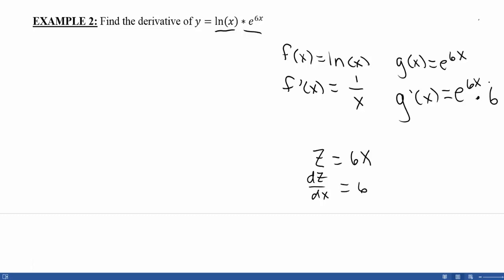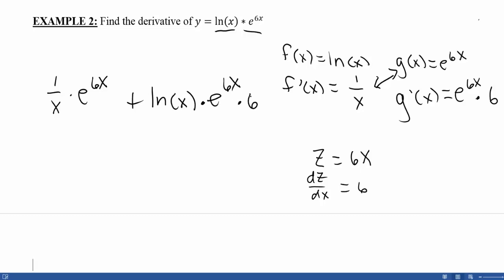So I'm going to do f prime times g. So I have 1 over x times e to the 6x from my f prime times g, plus f of x times g prime of x. So the natural log of x times e to the 6x times 6. So notice that I have two terms added together. When you do a product rule, you're generally going to have something of this structure where you have two things multiplied together plus another two things multiplied together. Sometimes there's three things if you had to use a chain rule.